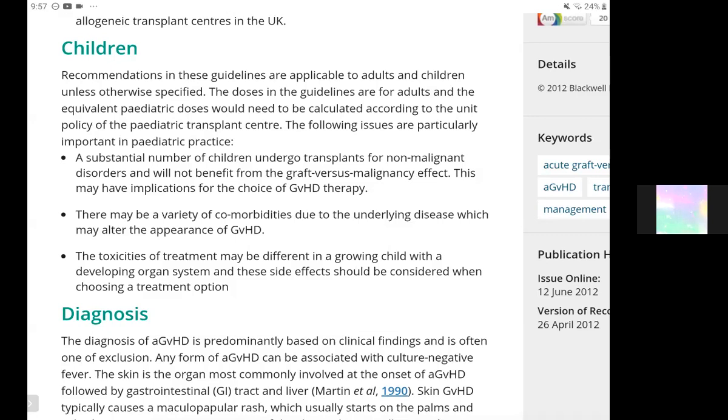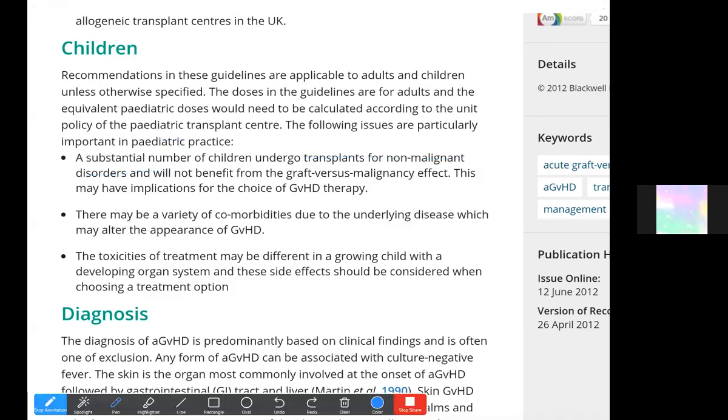Otherwise, most of the children who undergo transplant are for non-malignant disorders, and so they will not benefit from the graft versus malignancy effect. Although some allow for this, so that they do not do a very stringent GVHD prophylaxis, because they want to have this slight graft versus malignancy effect also. So this may have implications for the choice of GVHD therapy.